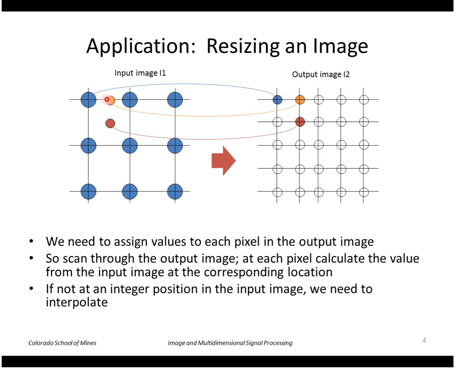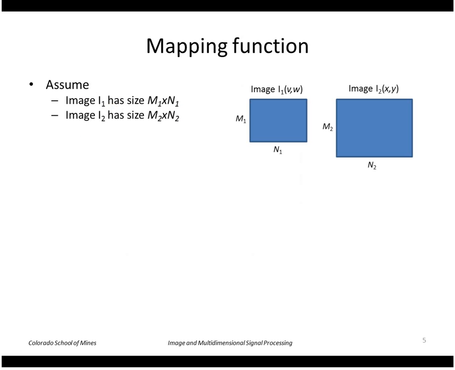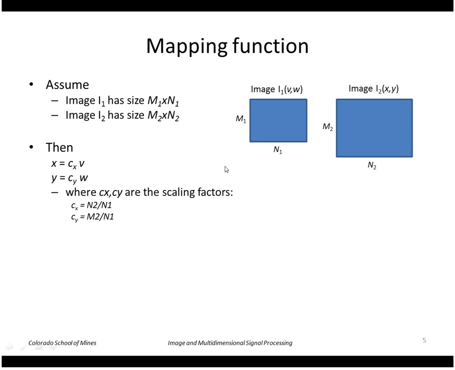And if the value comes from a non-integer location, such as here, we go ahead and interpolate what the value should be. So mathematically speaking, we have 2 images, I1 and I2. Let's say the coordinate system for I1 is (v, w), and for I2 it's (x, y). So if we are doing a simple scaling, then we can calculate a scaling factor Cx for the horizontal and Cy for the vertical direction.